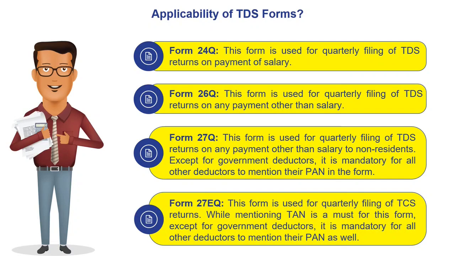While mentioning TAN is a must for these forms, except for government deductors, it is mandatory for all other deductors to mention their PAN as well.